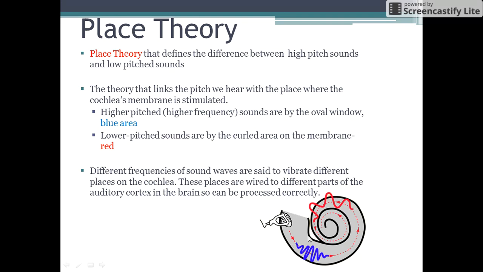So if it hits towards the front portion of the cochlea, that helps us understand high-pitched sounds. Back is low-pitched sounds. So here we are. Higher-pitched sounds, higher frequencies, are usually found by the oval window in the blue area. Lower-pitched sounds are found curled up in the back end of the membrane, which is the red area. What they believe is different frequencies of sound vibrate at different places in the cochlea. These places are wired to different parts of the auditory cortex in the brain and can be processed correctly.